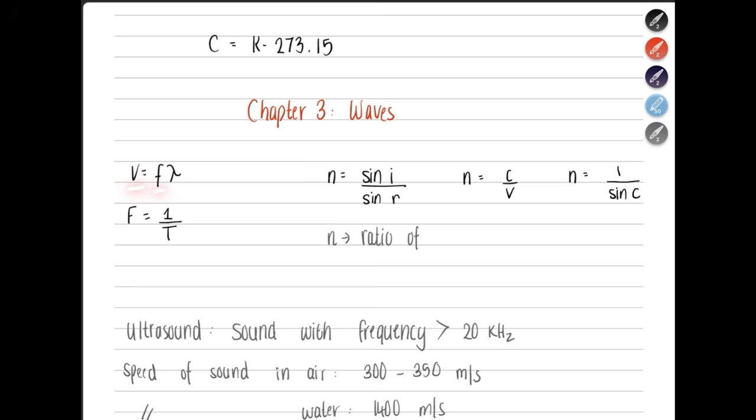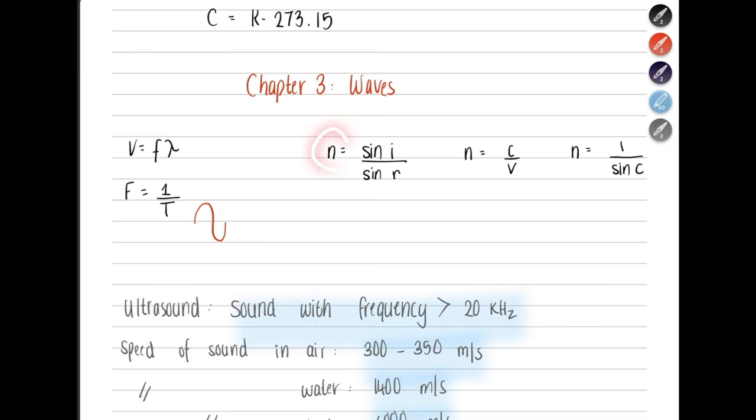Velocity equals frequency times wavelength. And then frequency equals 1 over time period. Frequency is the number of waves produced in 1 second. And then T is the time period, that means the time taken to have one complete wave. Remember, one complete wave has a crest and a trough.